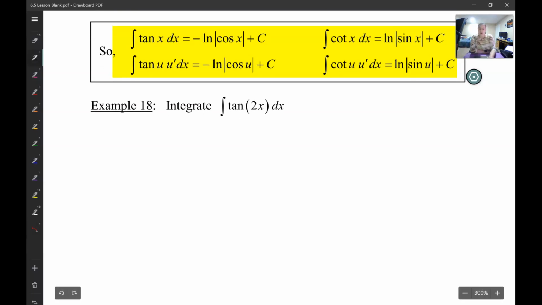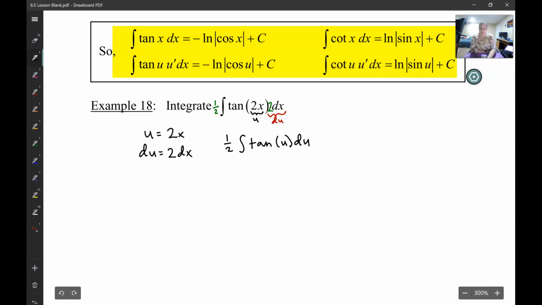So let's start by using this as a u substitution problem. So I'm going to say u is 2x. So du is going to be 2 dx. So let's add a 2 in front of that dx so that it matches, and a 1/2 to balance it. So now that is my du. So I've got 1/2 integral of tangent of u du.